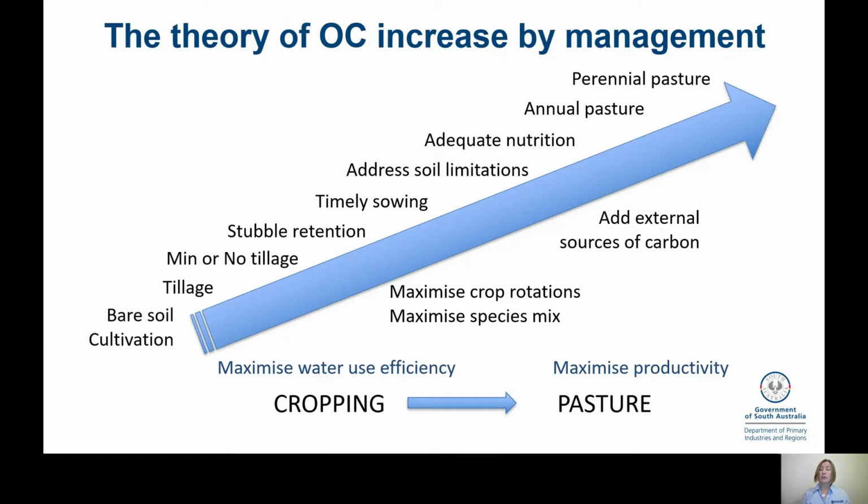There's also an option to add external sources of carbon to increase our carbon inputs into these soils if we can't manage it within our systems. It's interesting though, with these theories of increase, as we're benchmarking soils in South Australia, we're finding that this rhyme or reason doesn't always work. Within some of these practices, we can have much higher or much lower carbon than you would expect from this theoretical increase. And this is where the benchmarking process is becoming really interesting.